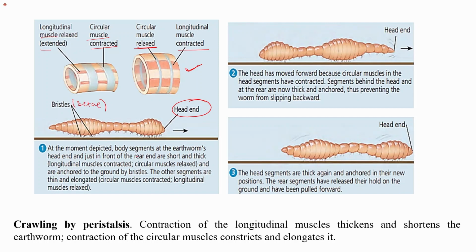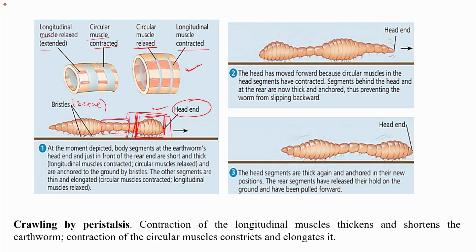So how this is happening is, in the movement which is being depicted here, body segments at the earthworm head end, if we focus on this end, which is the head end, and just in front of the rear end are short and thick. So you will see that this region is different and this region is different.